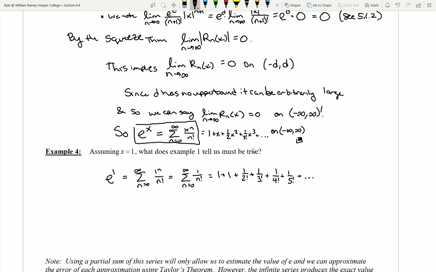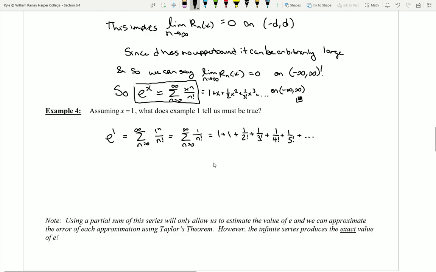Hey, you want to know what e to the 7/3 is? You can do that too. You want to know what e to the pi is? We have something to do that as well. So note that using a partial sum of this series, if you only added some of these things, would allow you to estimate the value of e. But if the infinite series is used, that produces the exact value of e. This is an unbelievably surprising result, and it's really, really cool.